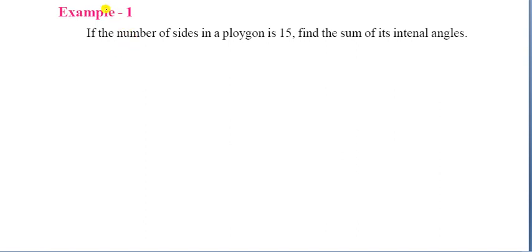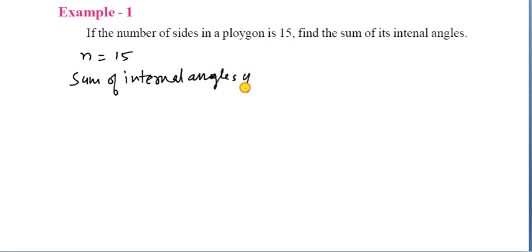Now come to question number one, example 1. If the number of sides in a polygon is 15, so you have to write n is equal to 15. Find the sum of its internal angles. So write the formula: the sum of internal angles of a polygon is equal to (n minus 2) into 180 degrees.